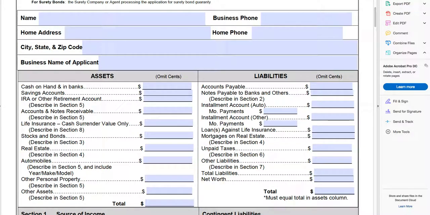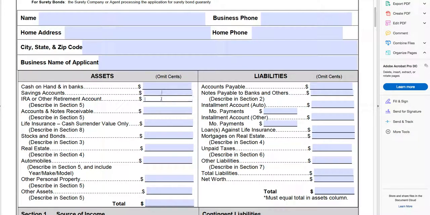This is essentially all the money that you have in your personal checking account or individual checking account or joint checking accounts, and you want to add that all up to enter it here. The second thing would be the savings account, which is obviously all the money that you have in savings accounts, money market funds, CDs, etc.